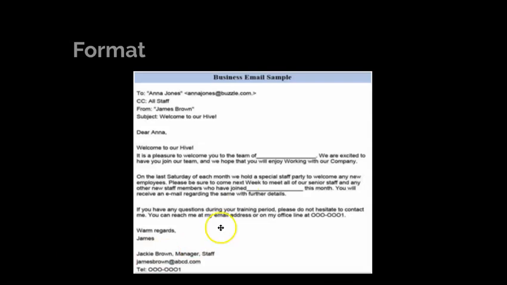I already talked about the format of an email. This one's blurry anyway, but you can see: short, quick, to the point.